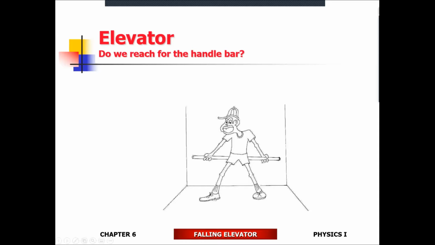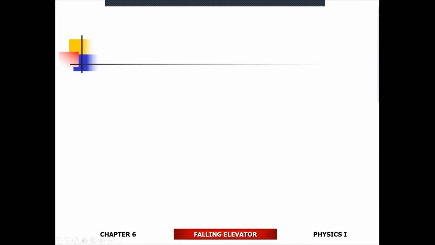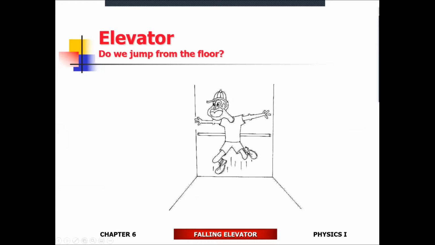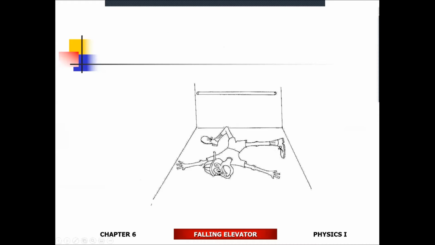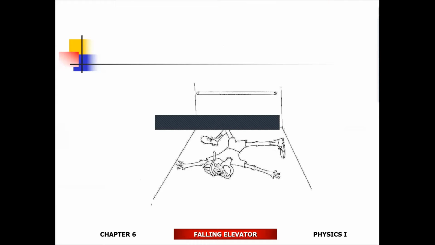Can you walk inside a falling elevator? If you did, what do you think is going to happen? The other thing that I hear is jumping up from the floor. When do you jump? How do you jump? Can you even jump? Do you think that's going to make that much of a difference? The third one, lying down on the floor. This is the high school physics teacher's favorite. Why would you want to lie down? What's the purpose of it?